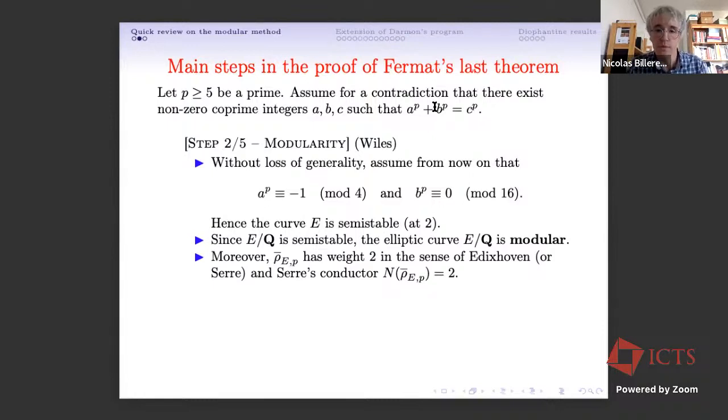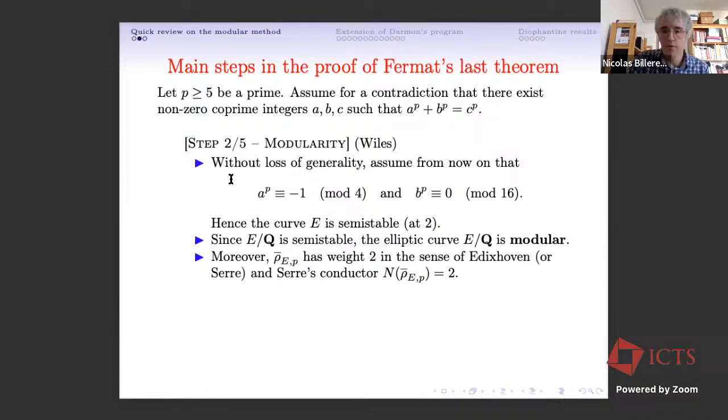And moreover, we know from a paper of Serre from the 80s that attached to some mod P two-dimensional Galois representation is a triple of parameters, which we call the weight, the level, and the character. And we can compute these parameters for the specific case of this rho bar E,P representation. It turns out that it has weight 2 in the sense of Edixhoven or Serre, and Serre's conductor 2, which I denote by N of rho bar.